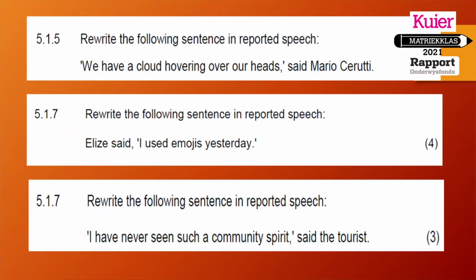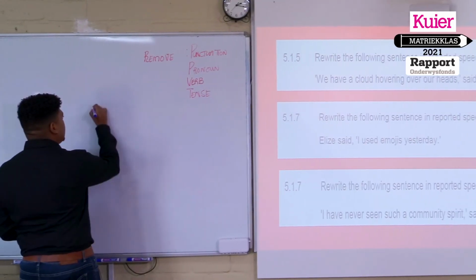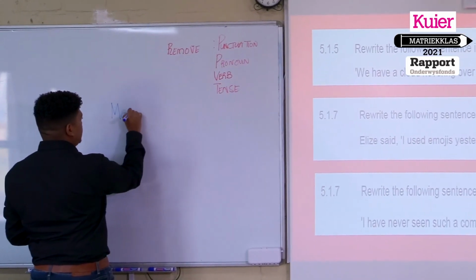So, 3 sentences. Let's look quickly. We are going to do this quickly. Right? Let me leave this here. "We have a cloud hovering over our heads," said Mario Cerruti. Now, obviously I've explained to you at the beginning, the verb can also be placed last. Right? There it's at the back. So, now I know I'm firstly going to bring Mario to the front. That's the priority here. So Mario comes to the front, right?